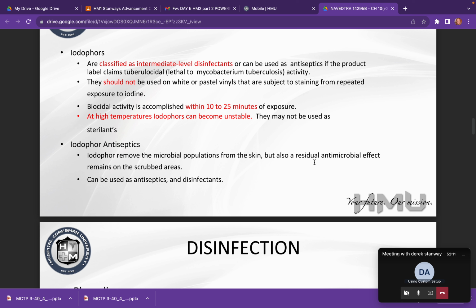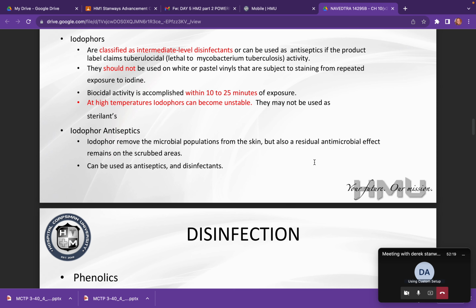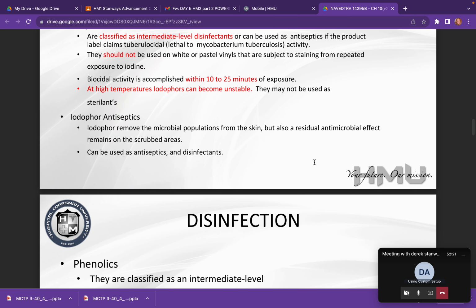Iodophore antiseptics. Iodophore removes the microbial population from the skin, but also a residual antimicrobial effect remains on the scrubbed areas. Can be used as antiseptics and a disinfectant. So this is one of the chemicals that we use in the brushes when we are scrubbing into a case. That kind of brownish orangey scrub.